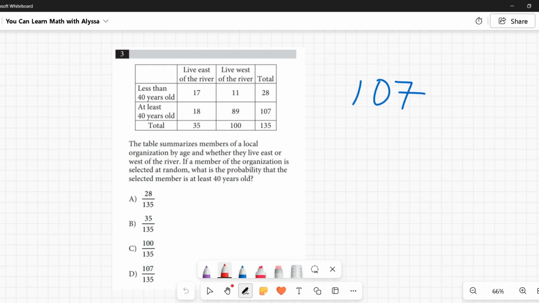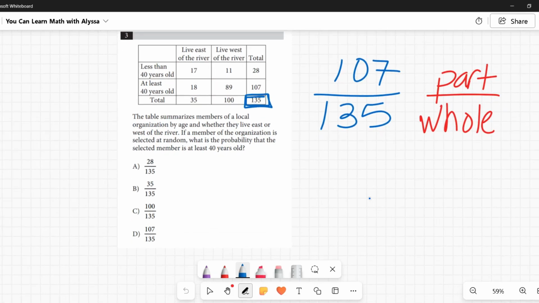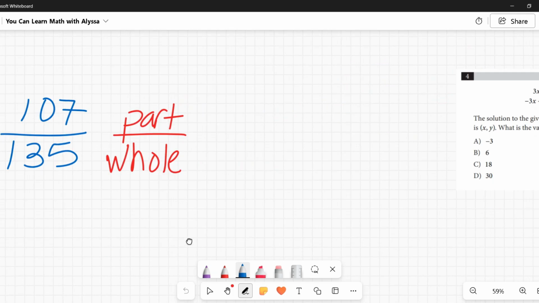Now, if we want to know the probability, we want the part out of the whole. So the part was the members who are at least 40 years old. That's 107. The whole is the total number of members in the entire organization. And again, that's always going to be that bottom right number in this kind of chart. So my whole number is 135. 107 out of 135. That is the probability of that, and that is D. 107 out of 135. D is my answer.